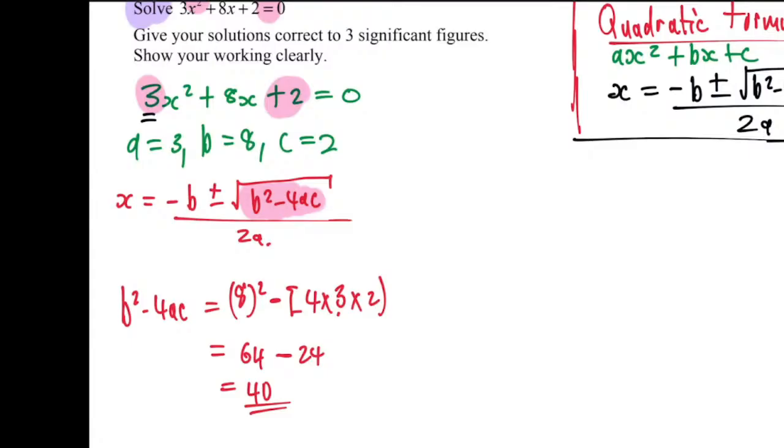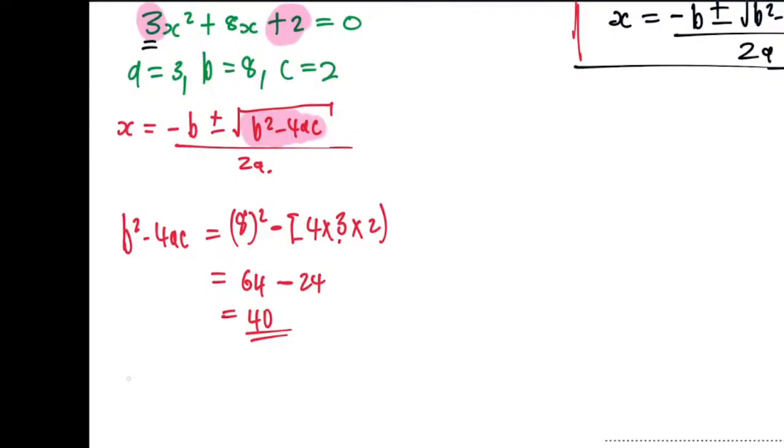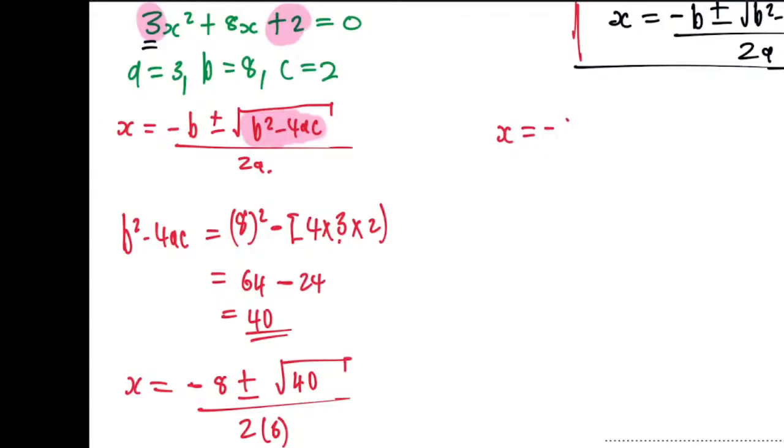Have you seen this? Now it is going to be x is equal to minus 8. Here it now becomes b is 8, so negative b is negative 8, plus or minus the square root of b squared minus 4ac, we just got it to be 40, all over 2a, which is 2 by 3. You now get x is equal to minus 8 plus root 40 over 2 by a, that's 2 by 3, that's 6.